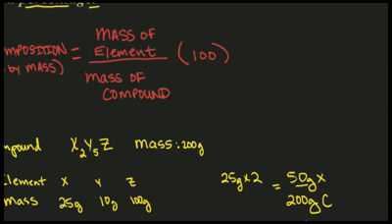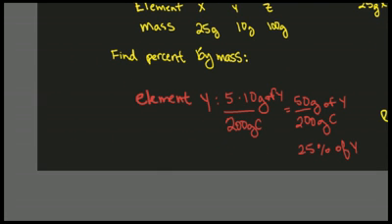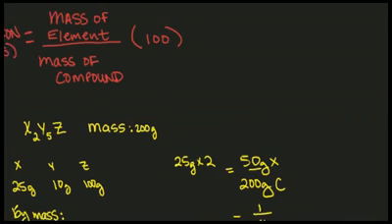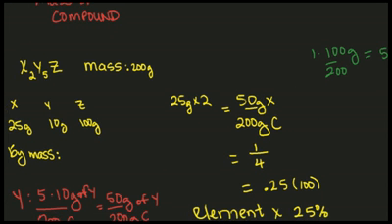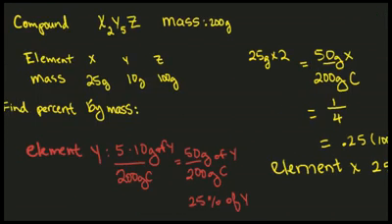Or if you wanted to say to yourself, well, I already figured out X and Y are 25%, so the rest has to be Z, which is 50% to make 100. Either way, the logic works, okay? So let's just stick to the formula for now. We know that there's 1 of Z. So 1 times 100 grams over 200 grams gives you 50%. See? So the percent composition of this compound would be 50% Z, 25% X and Y.